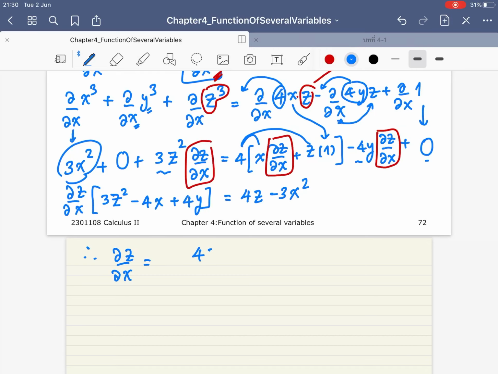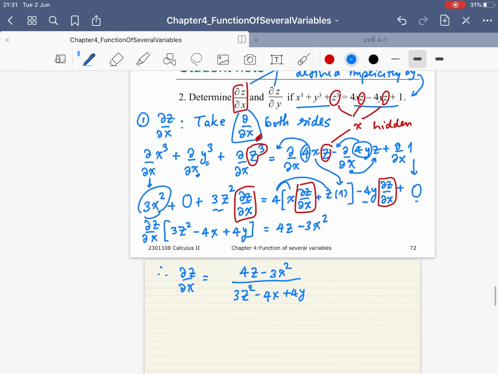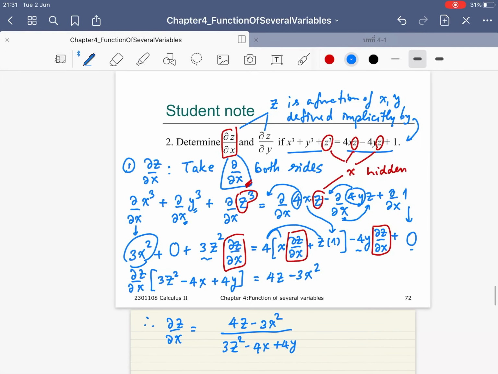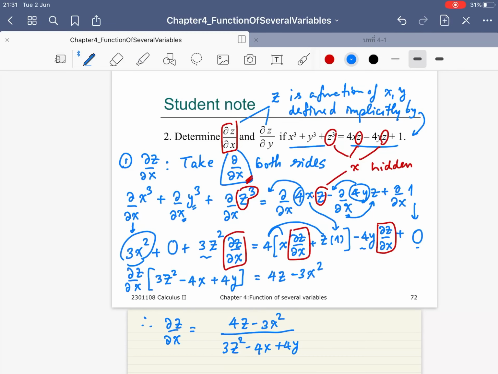Okay, so it means that all you need is your dz by dx. It is 4z minus 3x squared over 3z squared minus 4x and 4y. Okay, so this is the derivative of z with respect to x using implicit differentiation.